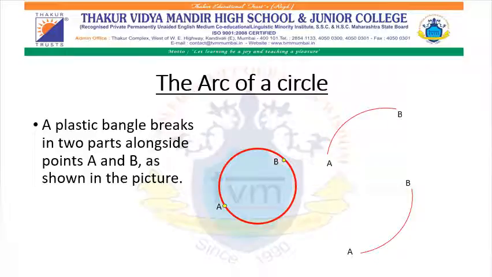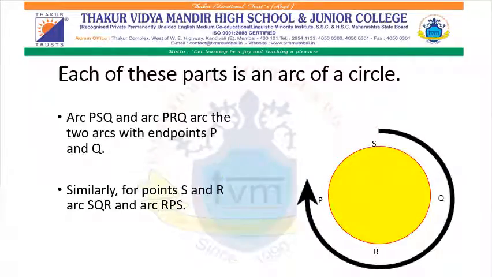On the screen, you can see a circle with the points P, S, Q, and R. Suppose you are asked to write the arc with the endpoints P and Q. Which are the arcs? Let us see. Arc PSQ is one arc and arc PRQ is the other arc. Similarly, for the arc with the endpoints S and R, arc SQR and arc RPS will be the arcs.